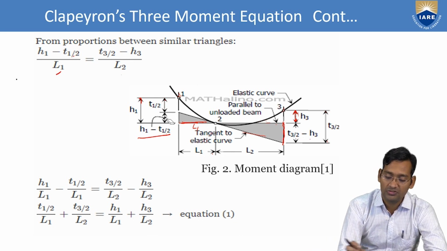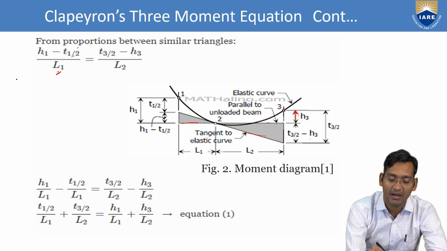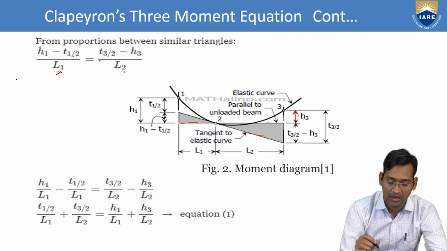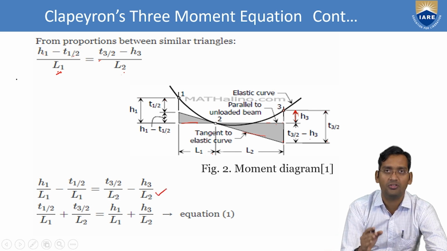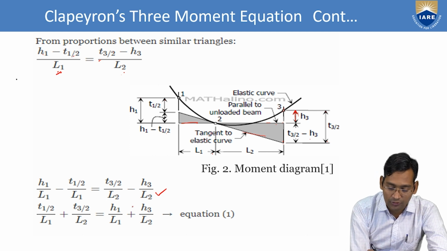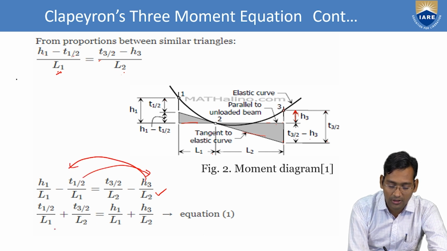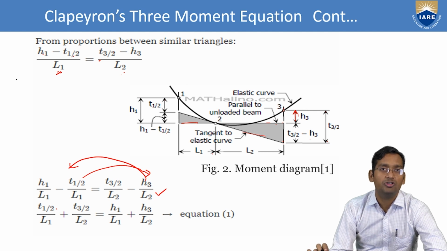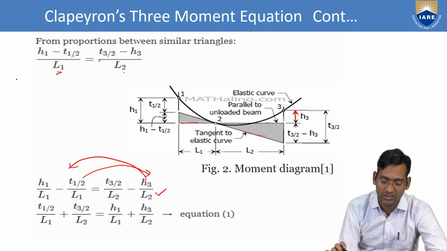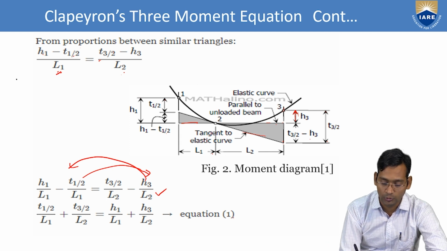Okay, so now this figure is over. Now just separate the terms: H1 by L1 minus T1 to 2 by L1 equals T3 to 2 by L2 minus H3 by L2. Here, this step just separated the terms. Now collect H on one side and T on one side. So after that, we get T1 to 2 by L1 plus T3 to 2 by L2, which equals H1 by L1 plus H3 by L2. So this is the equation.